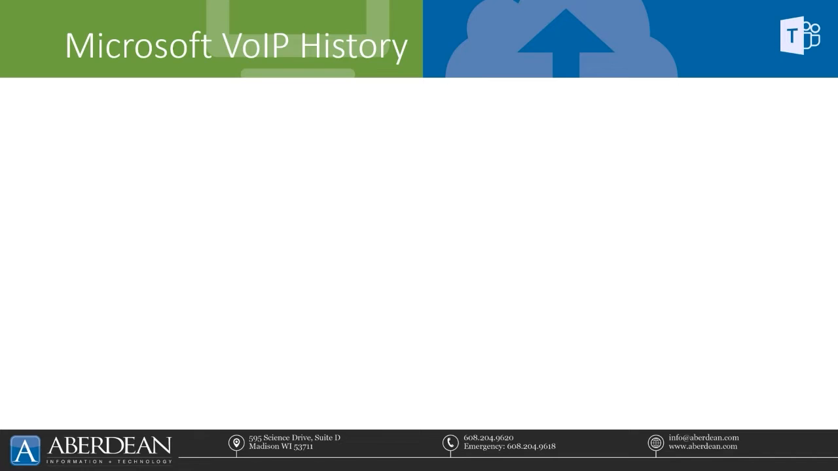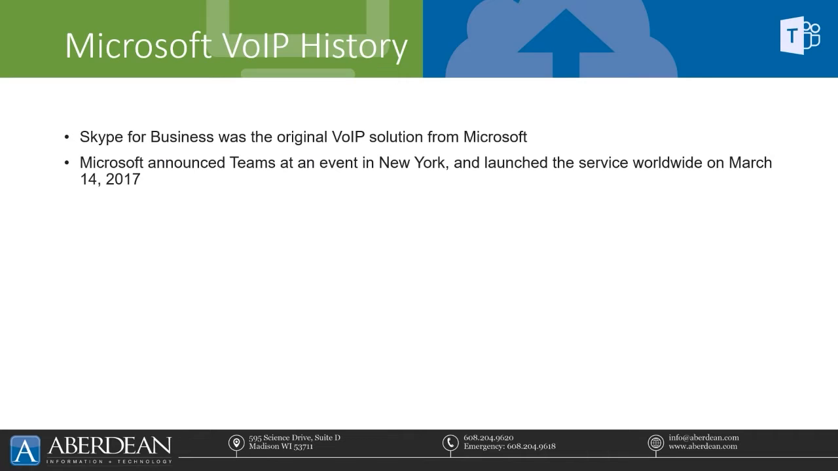So I wanted to talk about some history with specifically Microsoft and their VoIP solutions. You've probably heard of it in the past. Skype for Business was the original VoIP solution from Microsoft, but back in July of 2019, Microsoft announced that Skype for Business would be going away and Microsoft Teams would be its replacement. Now, Teams has been around a little bit before then. Microsoft Teams was announced at an event in New York and Microsoft launched that service worldwide on March 14th, 2017. It was actually created during an internal hackathon at the company headquarters.